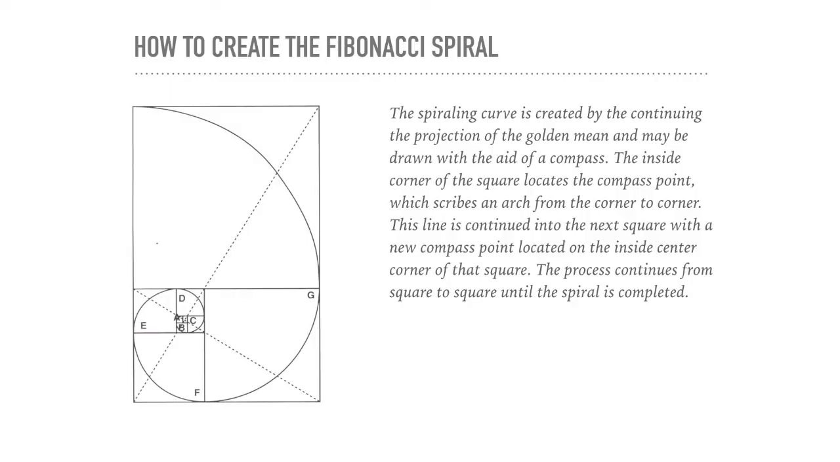The inside corner of the square locates the compass point, which scribes an arc from corner to corner. This line is continued until the next square, with a new compass point located in the inside corner of the square. The process continues from square to square until the spiral is completed.